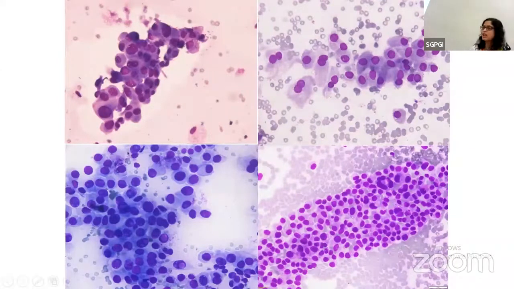AUS. This was a hypocellular aspirate, but we got these oncocytes. There was nothing else in the background. Again, we called it AUS because it was hypocellular. This was the case which we just saw. We call it category 5, highly suspicious for PTC, and it turned out to be oncocytic PTC.